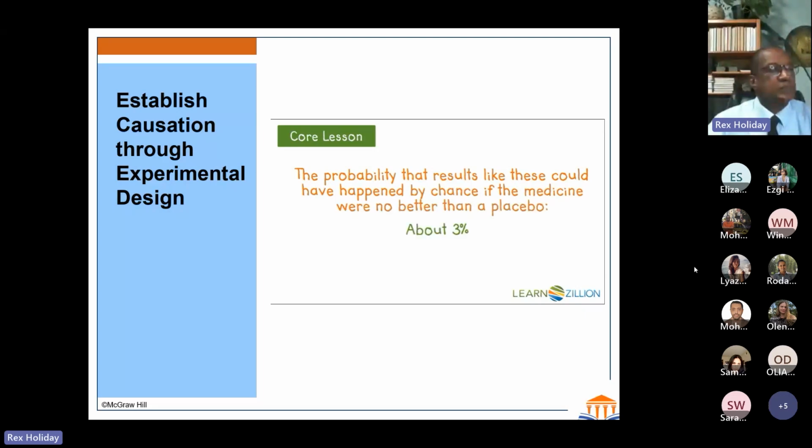This is a pretty small percentage, but if doctors are going to prescribe this medication to their patients and expect them to pay lots of money for it, they want to see p-values much lower than this. They want to know that there's almost zero probability that the results were due to chance rather than the effectiveness of the drug.